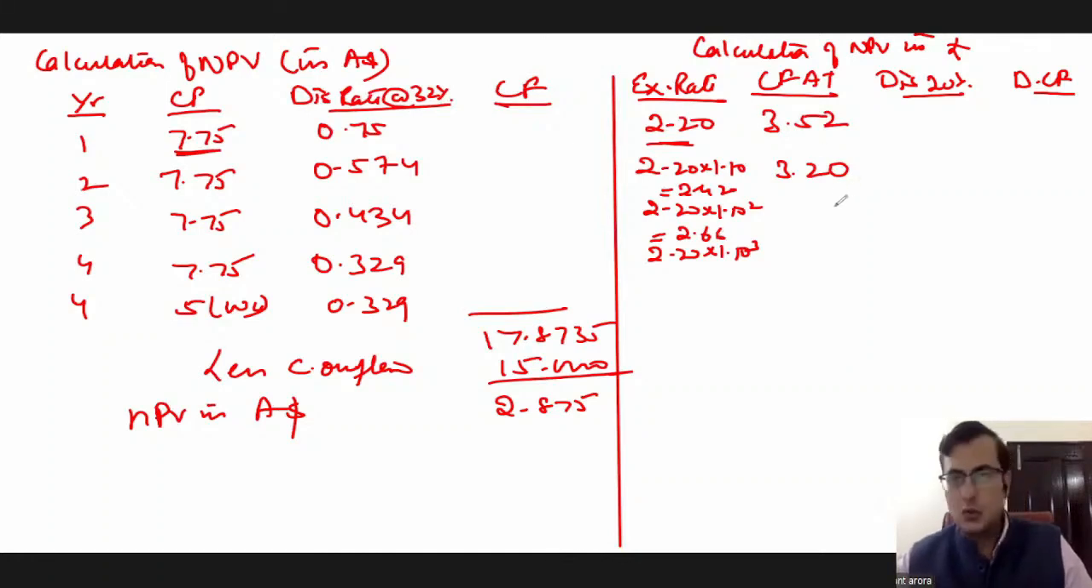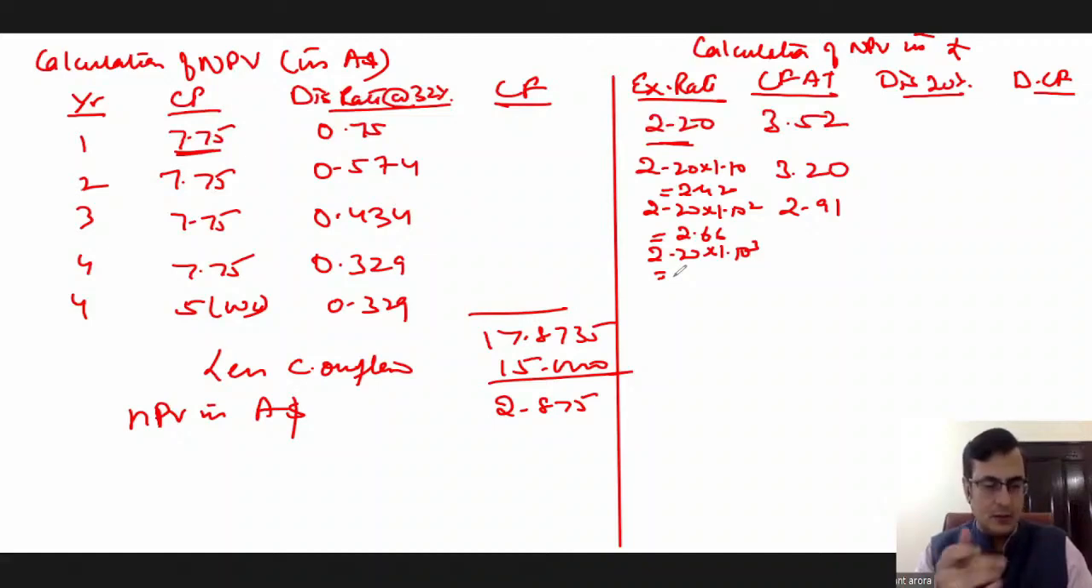Third one, so 2.91. Fourth one, 2.2 into 1.1 into 1.1 into 1.1. Okay, 2.93. Let's take it 2.93. Simple. Okay, and 2.93 will be same. So this will multiply by, divide by 7.75 divided by 2.